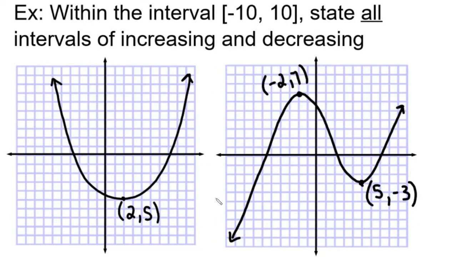Now, let's look at this example. Within the interval from -10 to +10, state all intervals of increasing and decreasing. So I will do the first one with you, and we'll see if you can get the second one. So, this is a bad example, actually.